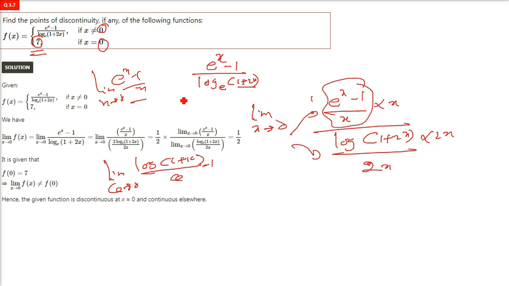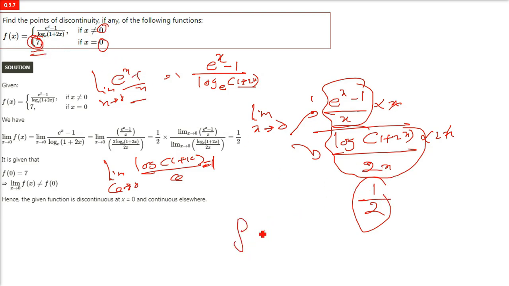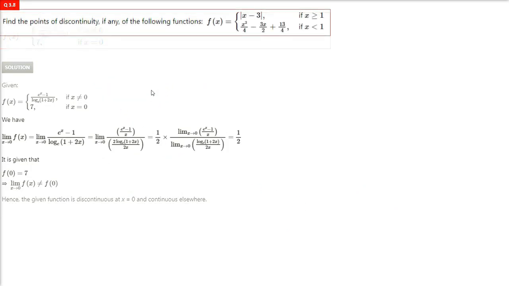So when you apply the limit, e to the power x minus 1 by x and log 1 plus 2x by 2x, both are going to be 1. This is 1, this is 1. x gets cancelled, you get 1 by 2. So 1 by 2 is the value of the limit of the function as x tends to 0. But what is the value of the function at x equal to 0? It is 7. f(0) is 7. It is not matching with half. So this given function is discontinuous at x equal to 0 and it is continuous everywhere else.